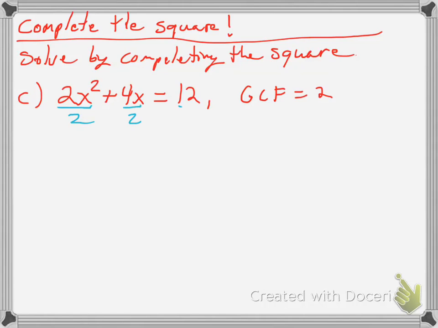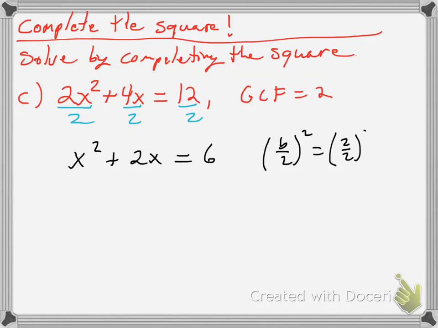So we can go ahead and divide both sides of the equation by 2, and we're going to have something that's a little bit smaller there. And now it's ready to be completed. So we're going to take the middle term, b, divide it by 2, and then square it. The middle term is 2, divided by 2 is 1, and 1 squared is 1. What this is going to factor into, since it's x squared plus 2x, is an x plus 1 quantity squared.